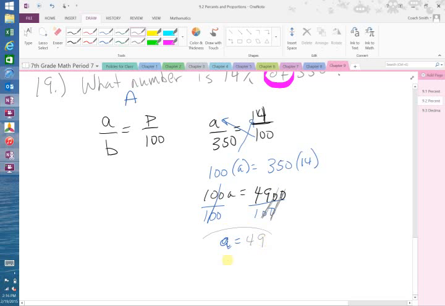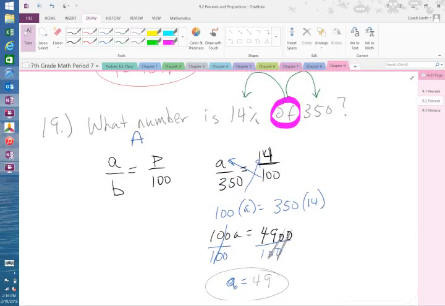Leaves me with 49. Now, where most people will make a mistake is they just start slapping on percent signs. You know, every number is going to have a percent sign. Well, you can't do that because we already have the percent sign in the original problem. The only number that gets a percent is when you're looking for the percent, P, when it says what percent. That's the only time you put a percent sign with your answers. Okay?